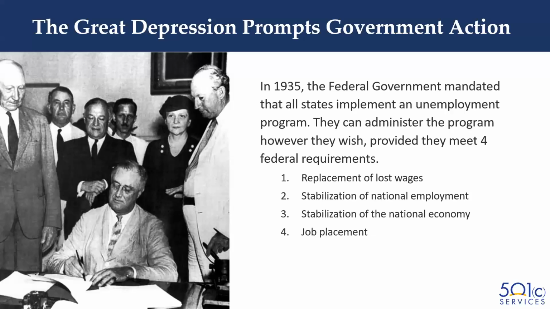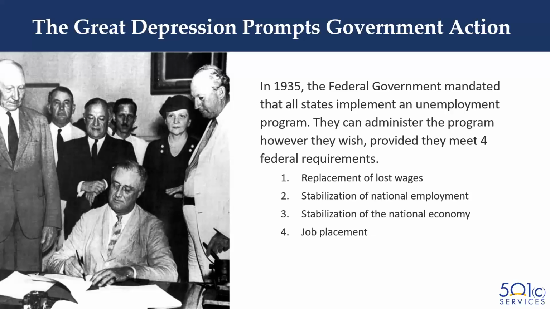The third requirement is stabilization of the economy. Obviously the objective here is to retain some of the consumer purchasing power, hoping to prevent an economic downturn. In other words, if someone has no money coming into their household, they're not spending any money out in the economy. So the idea is to stabilize the economy by providing some income while they're out of work. The fourth and final requirement is job placement. And this is why the state unemployment agencies are actually the primary job placement bureaus in America. So outside of these four requirements, each state administers their own unemployment program within these guidelines.